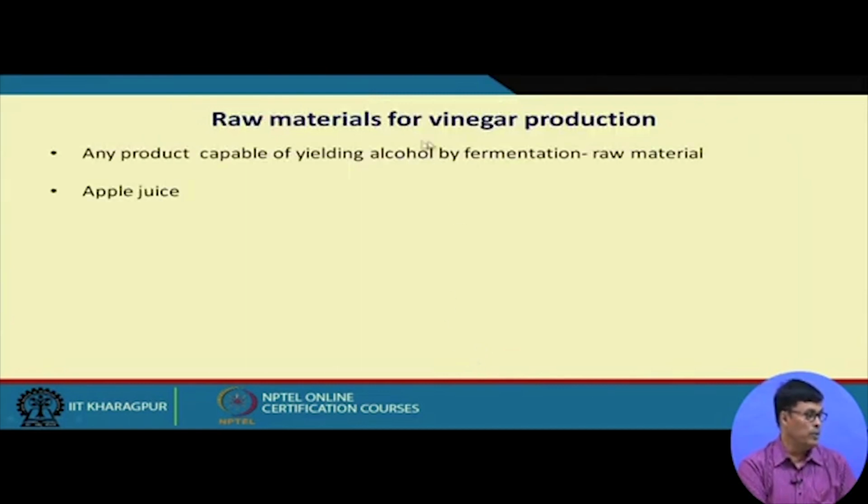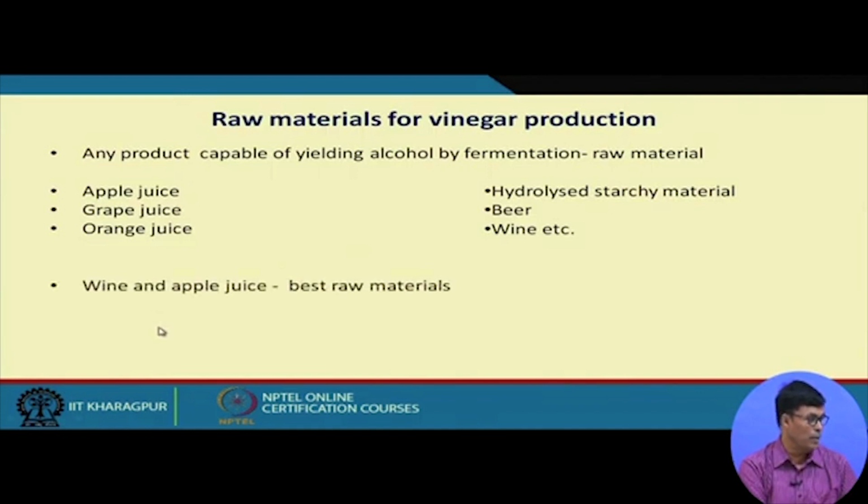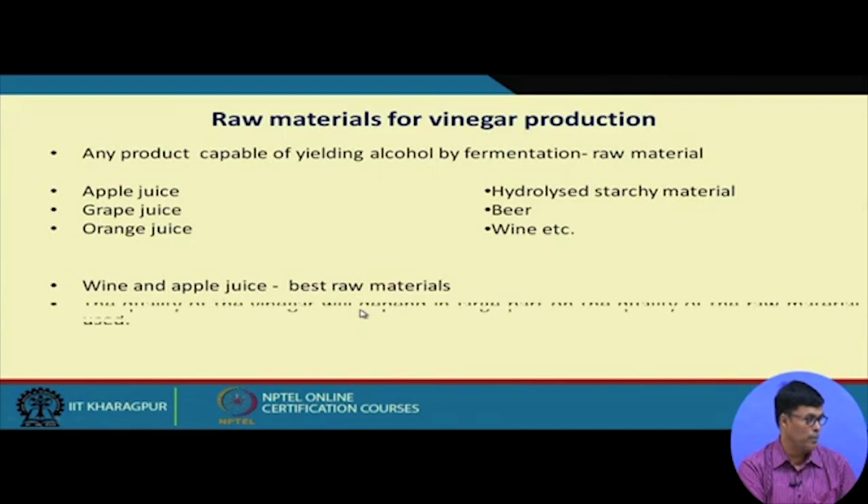Now, raw materials used for the vinegar fermentation process: any product capable of yielding alcohol by fermentation. We use apple juice, grape juice, orange juice. We can use hydrolyzed starchy material, beer, and wine. Different types of raw materials can be considered for this fermentation process, and wine and apple juice are the best raw materials for vinegar production.